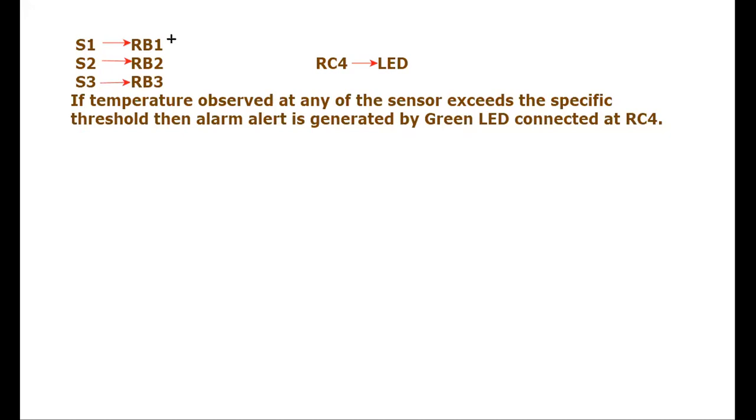In this application, there are three sensors. You can say that these are temperature sensors. Sensors are attached with RB1, RB2, and RB3. So these three sensors, S1, S2, S3, are temperature sensors, and they are connected with RB1, RB2, and RB3 respectively. They sense temperature, and whenever temperature rises to a certain threshold level, they send a high pulse or high value to these pins, right?